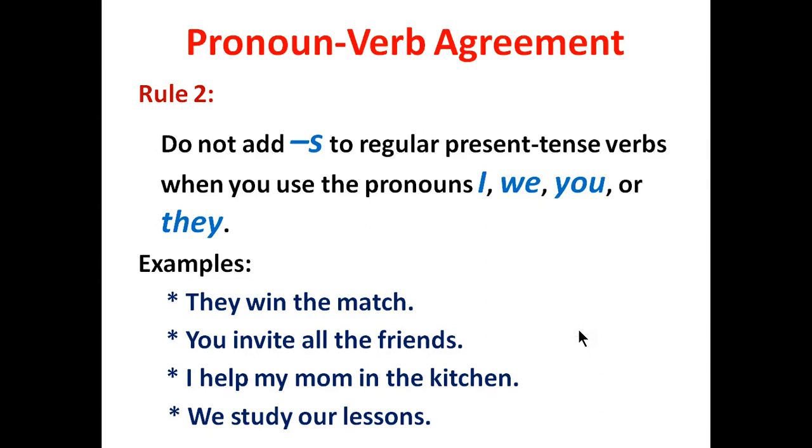Rule number 2. Do not add s to a regular present tense verb when you use the pronoun I, we, you or they. So along with these subject pronouns, there will be no s with the verb. They win the match. You invite all the friends. I help my mom in the kitchen. We study our lessons. Now you cannot say they wins, you invites, I helps. Such expressions will be wrong.